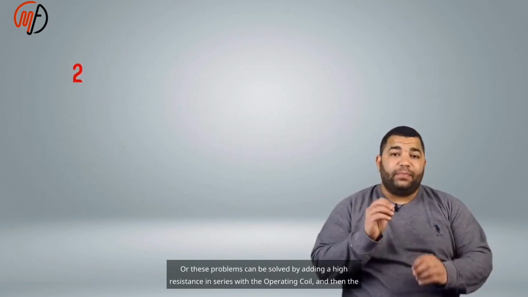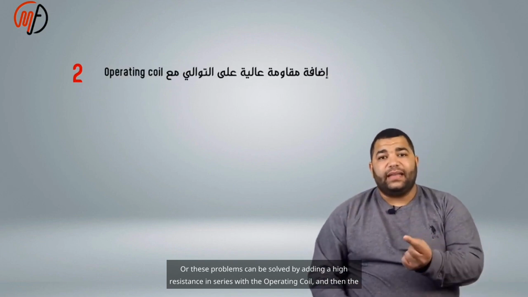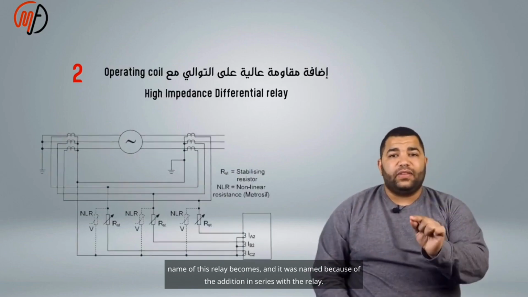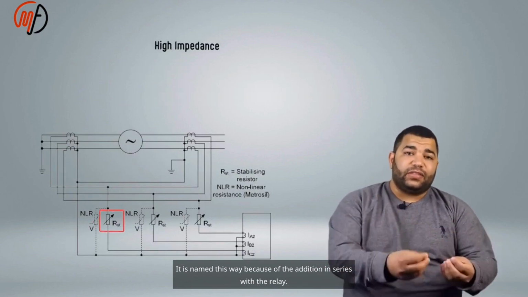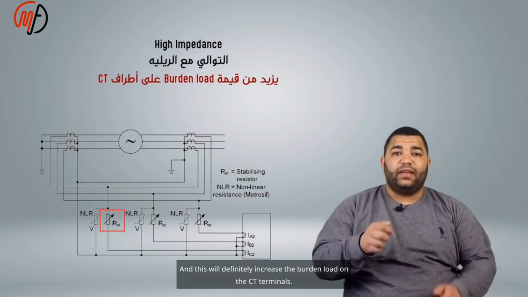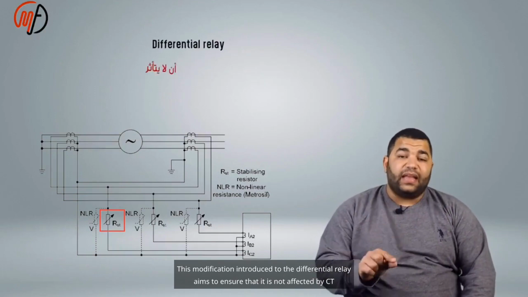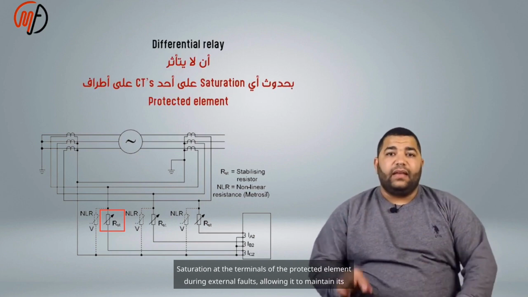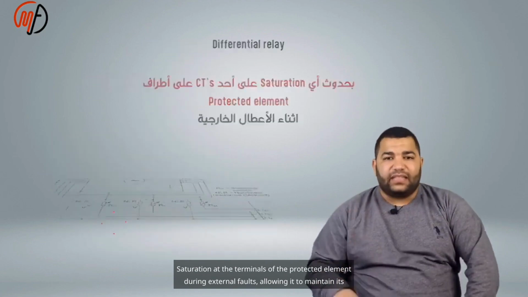Or these problems can be solved by adding a high resistance in series with the operating coil, and the relay is named this way because of the addition in series with the relay. And this will definitely increase the burden load on the CT terminals. This modification introduced to the differential relay aims to ensure that it is not affected by CT saturation at the terminals of the protected element during external faults, allowing it to maintain its stability.